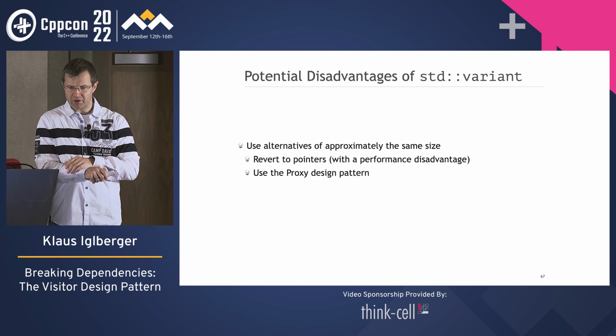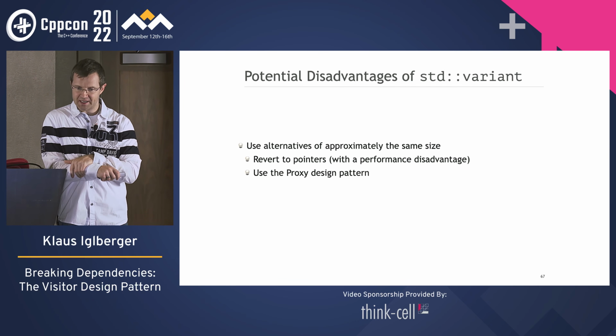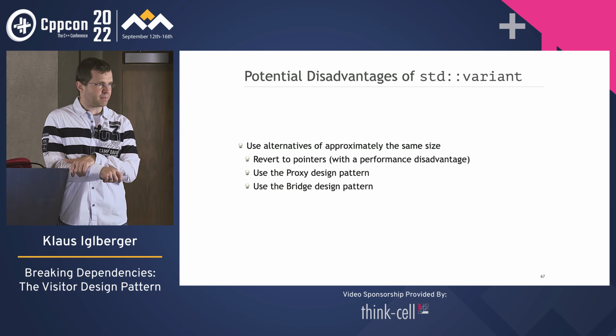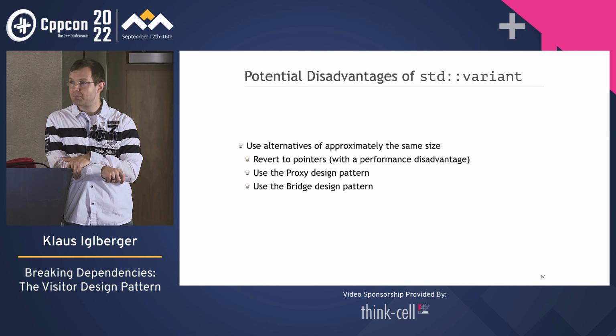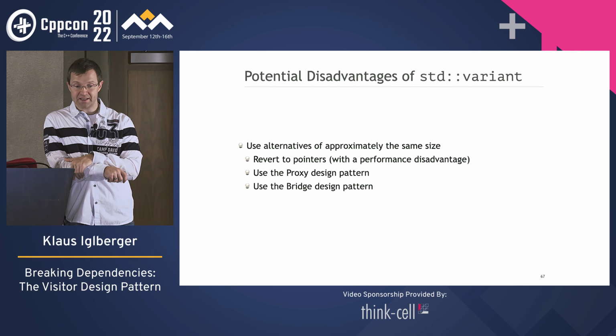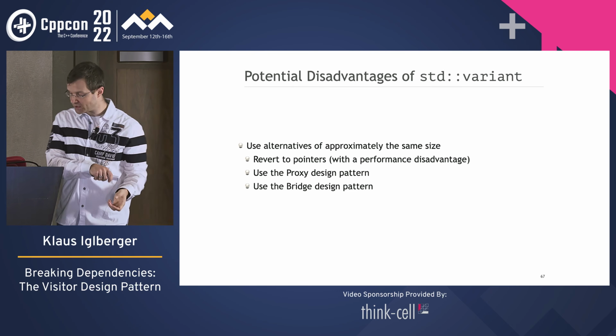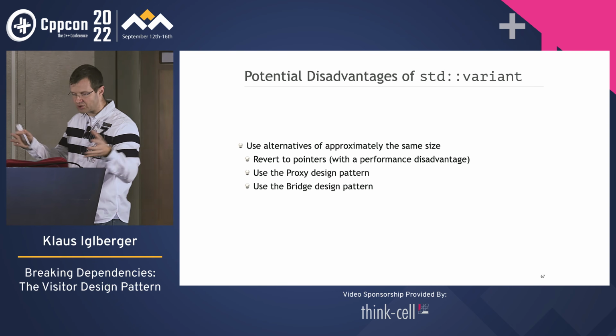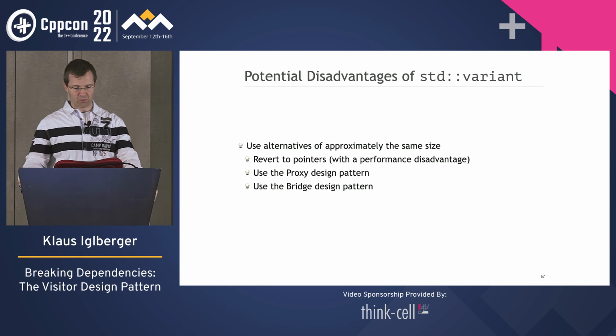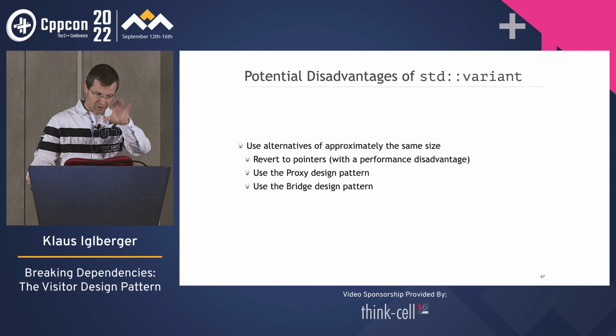But alternatively, if you actually can change a type inside, then you can revert to the bridge design pattern, what you might know as the pimpl idiom. That is definitely a great use of a pimpl. It would reduce the size, hide implementation details and all the data members behind the pointer, and therefore reduce the size to something that fits pretty well into a variant. Also together with all the other alternatives.